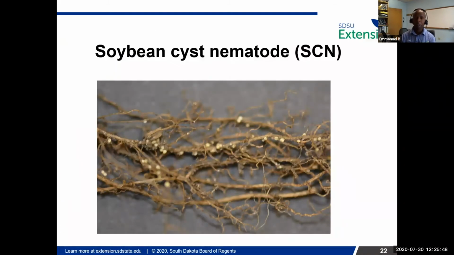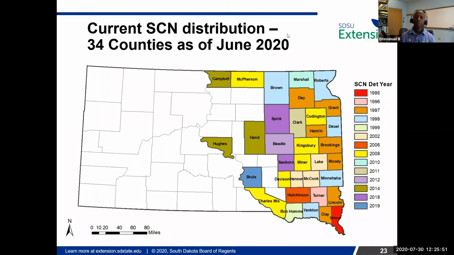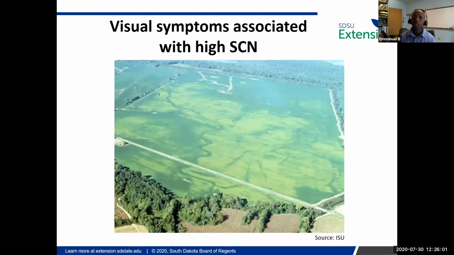SCN, a quick reminder about this nematode in the soil, now being found in 34 counties. And so it's really expanding out in a lot of areas where soybean is grown. You may not see above the ground symptoms, but where there's really high density, you can see this yellowing and stunting of plants due to the SCN. But for the most part, where you have low soil density of the nematode, less than 6,000 eggs per 100 cc of soil, you may not see above ground symptoms as seen in this picture.